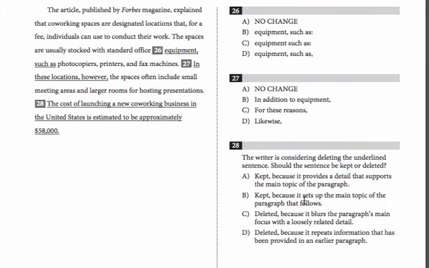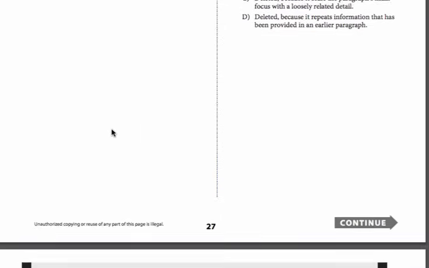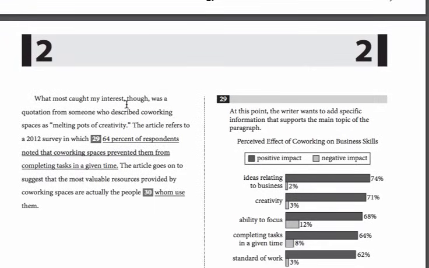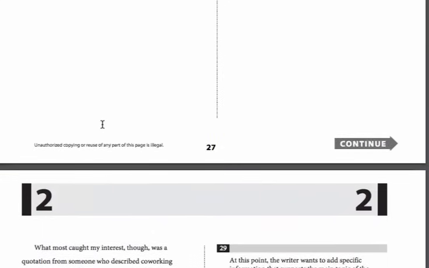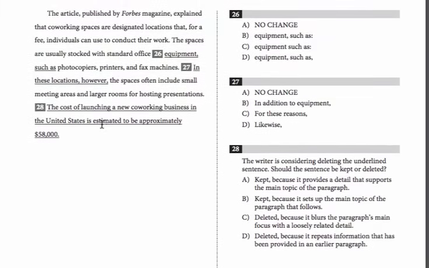All right, B, kept because it sets up the main topic of the paragraph that follows. Well, let's take a peek. The paragraph that follows is, what most caught my interest though was a quotation from someone who described co-working spaces as melting pots of creativity. Does this thing about the cost of setting up a co-working space set up melting pots of creativity? Absolutely not. That's terrible. It's dead as well. So we can kill that.